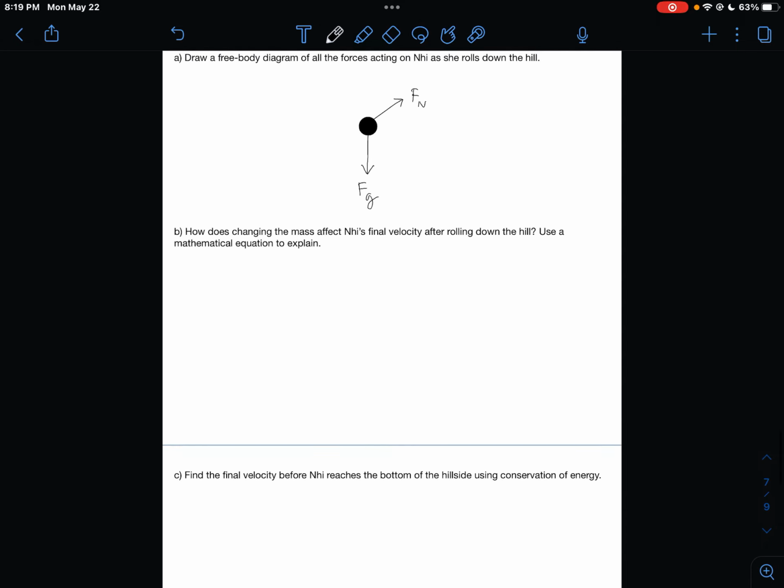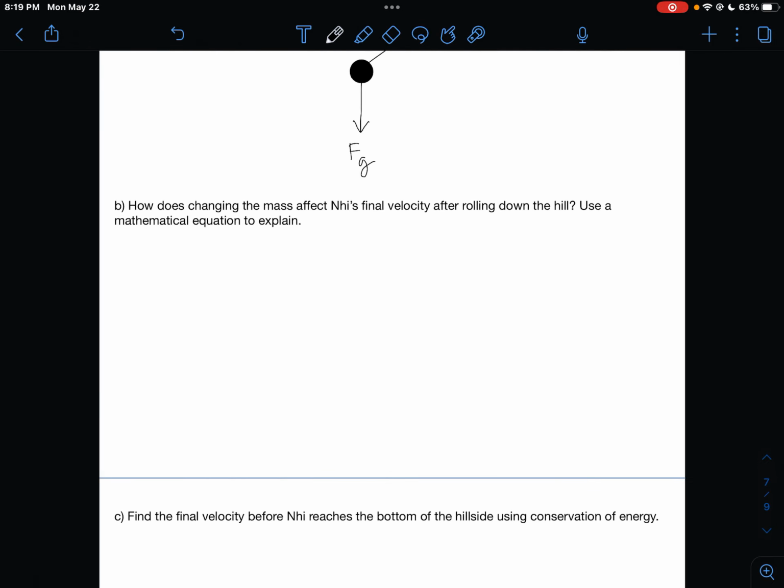Part B asks, how does changing the mass affect Yi's final velocity after rolling down the hill? Use a mathematical equation to explain. So I'm going to use the law of conservation of energy to explain this. Initially she has height, but after she's going to have rotational kinetic energy and linear kinetic energy.